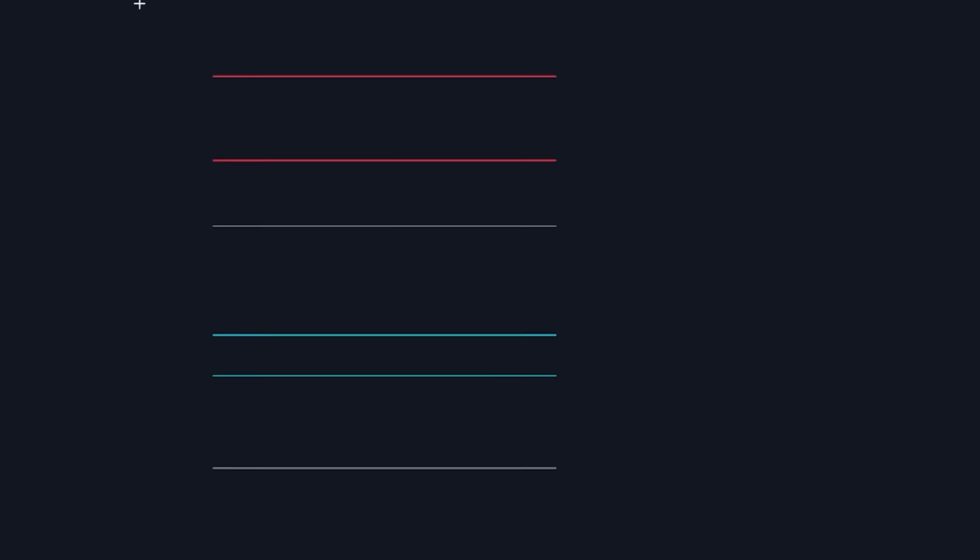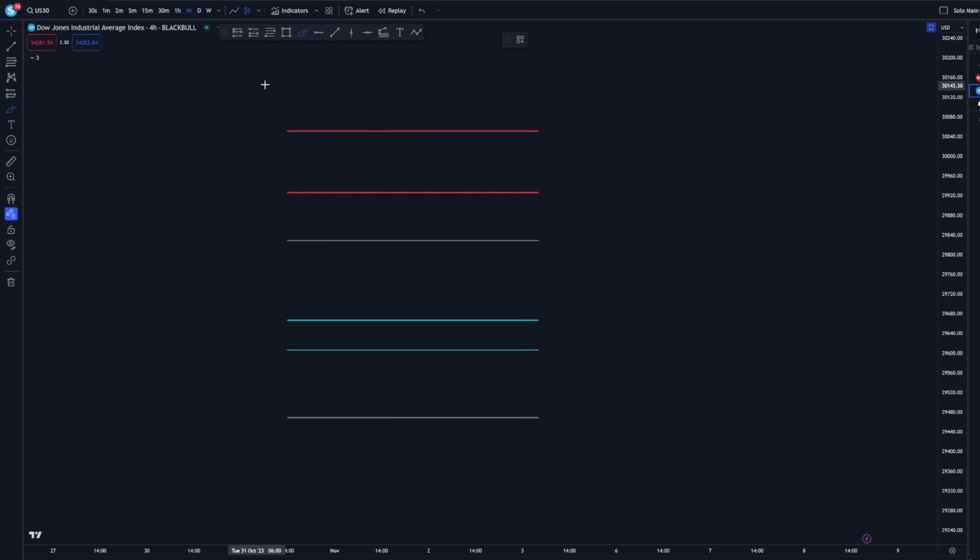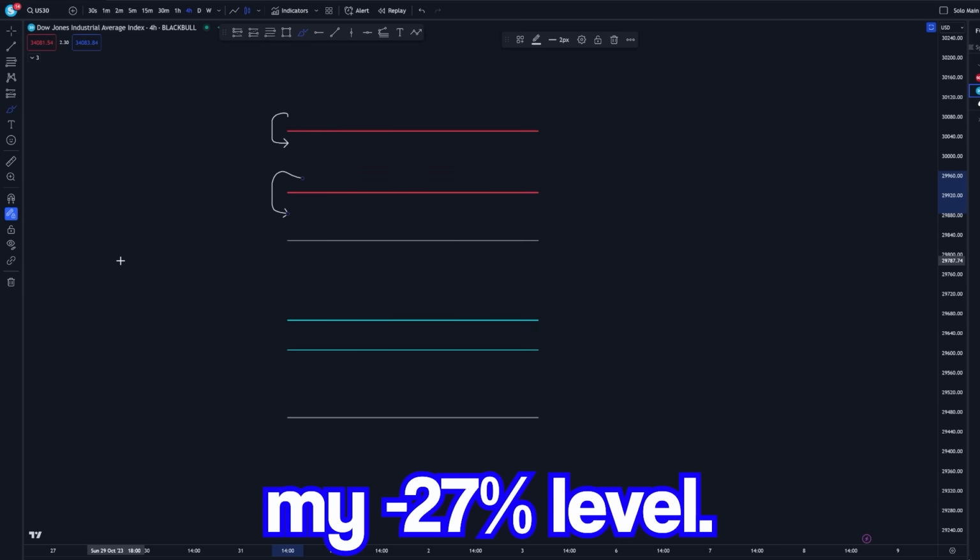Now, as you see my Fibonacci retracement, it is very simple and straight to the point. This level that you're seeing here is basically my negative 618% level. This level right here is basically my negative 27% level.